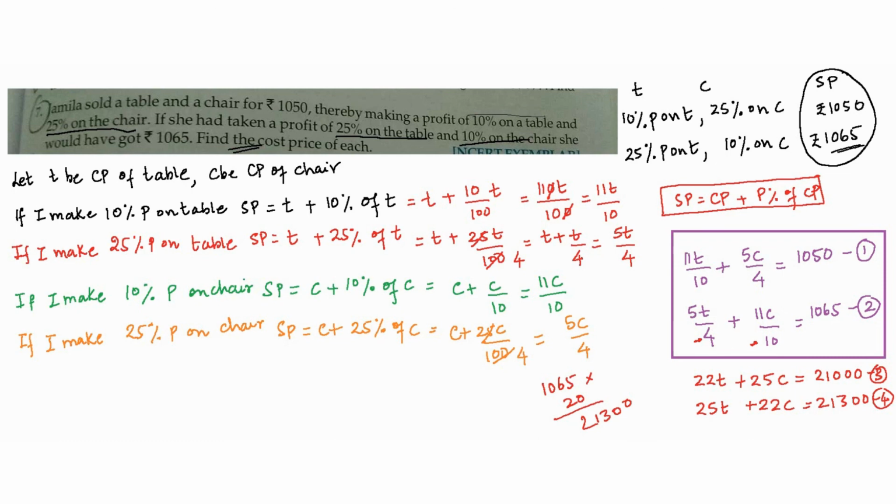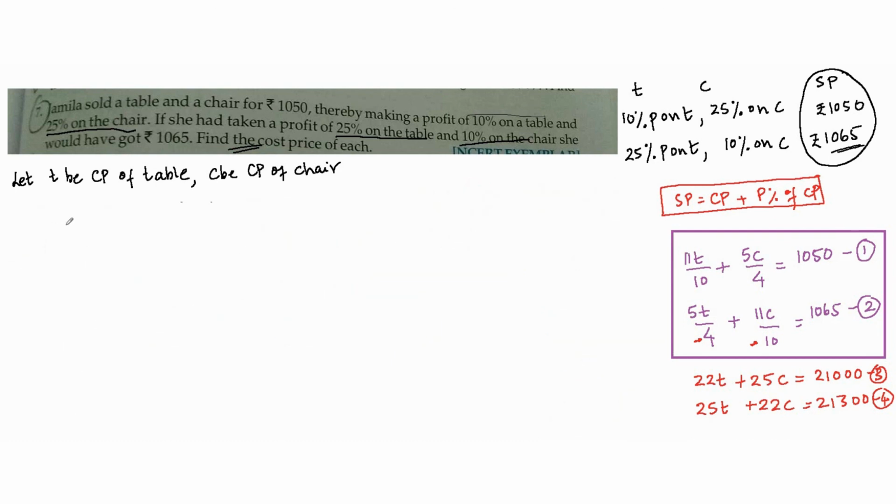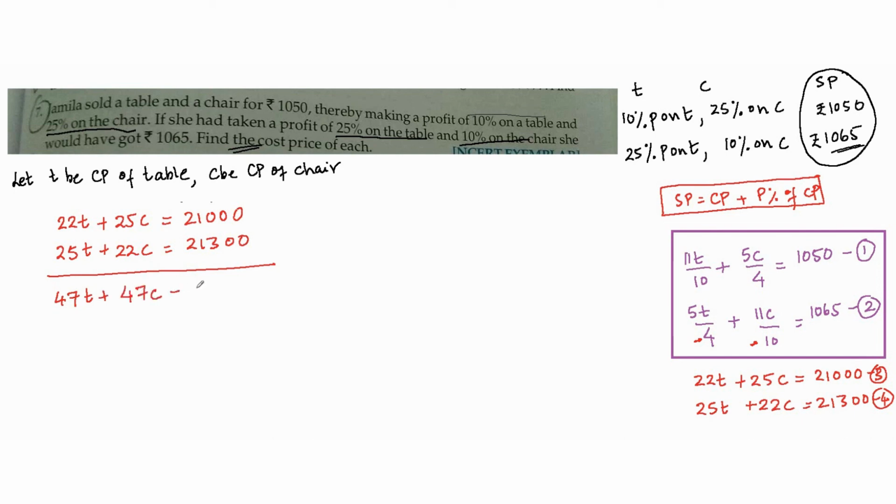Okay, so let me create some space for solving this particular question now. So I have 22t plus 25c is equal to 21000, and 25t plus 22c is equal to 21300. Let's add these two equations. I get 47t plus 47c is equal to 42300. Dividing by 47 throughout, I get t plus c is equal to 900. This is my first equation.